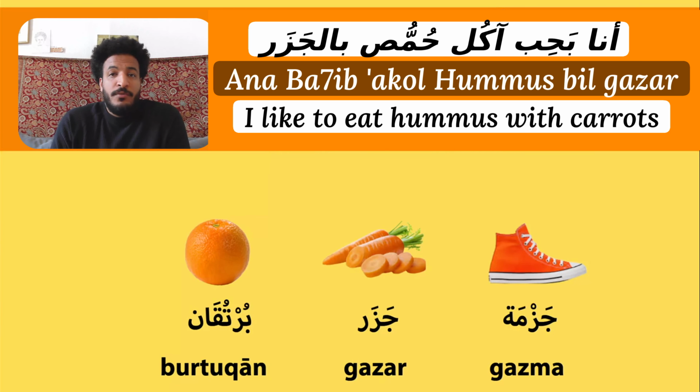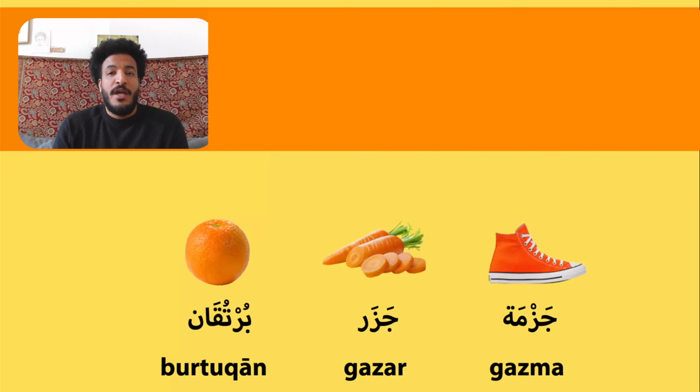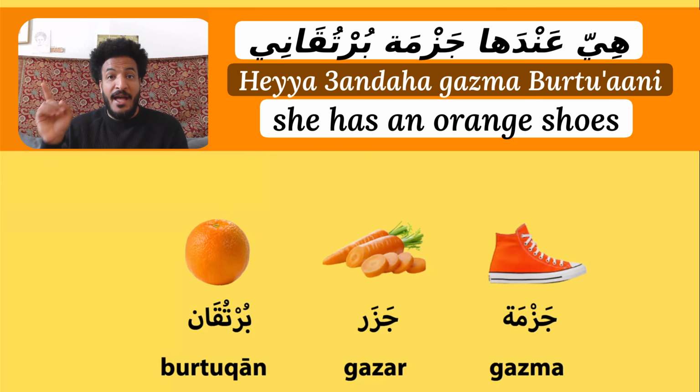And the next object that could be orange is جزمة. You could have an orange shoes. So to say she has an orange shoes, for example, I would say هي عندها جزمة برتقاني. هي عندها جزمة برتقاني is she has an orange shoes.